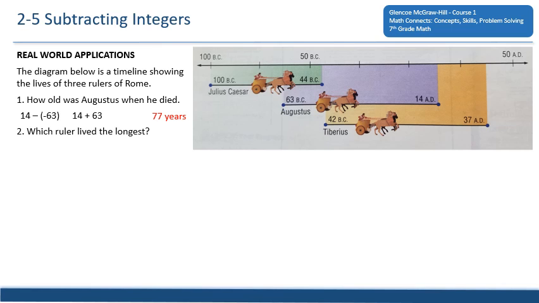Which ruler lived the longest? Let's look at Tiberius. He was born in 42 BC, which is negative 42, and he lived until 37 AD. So that would be 79.